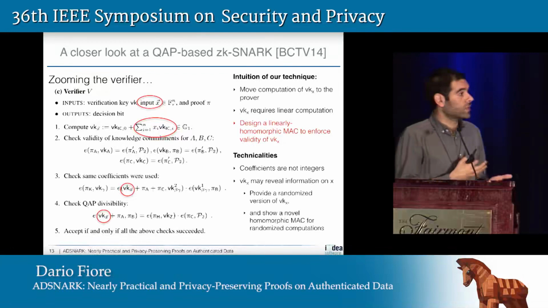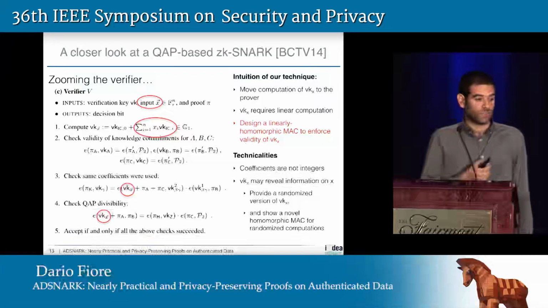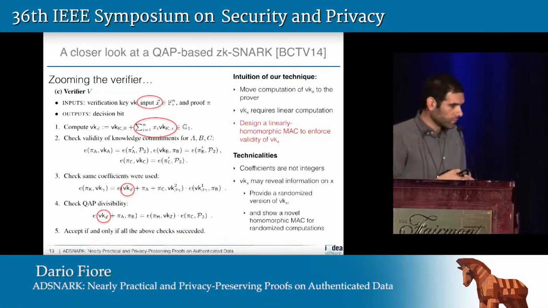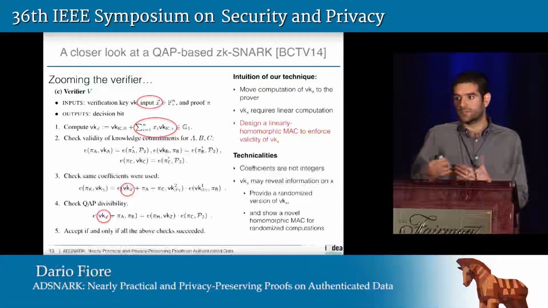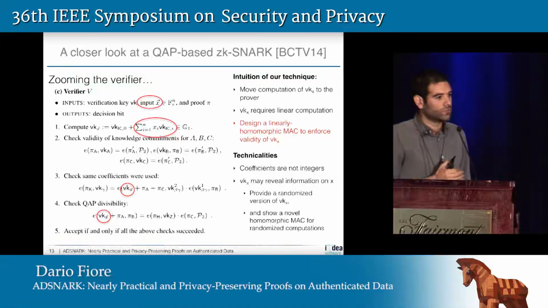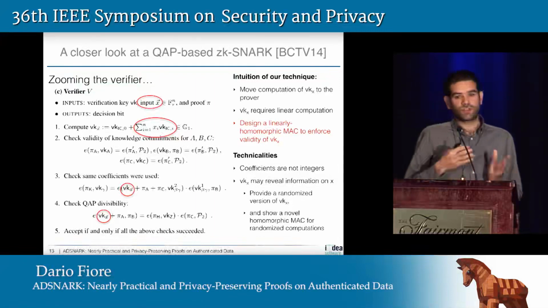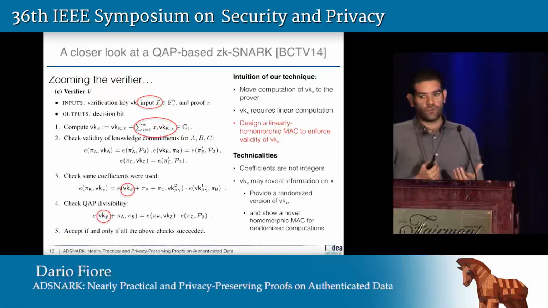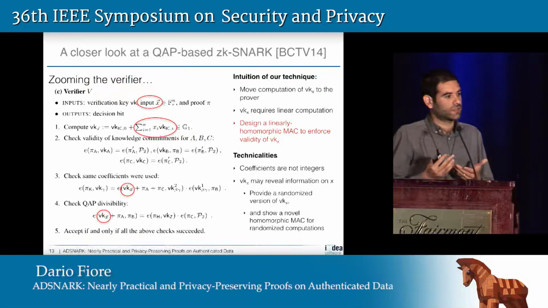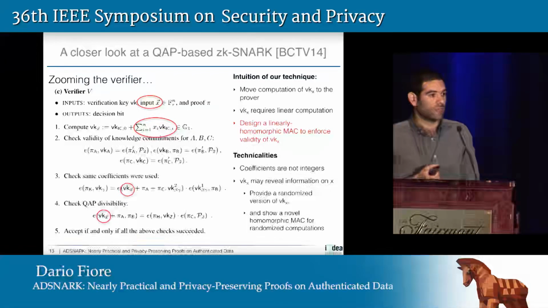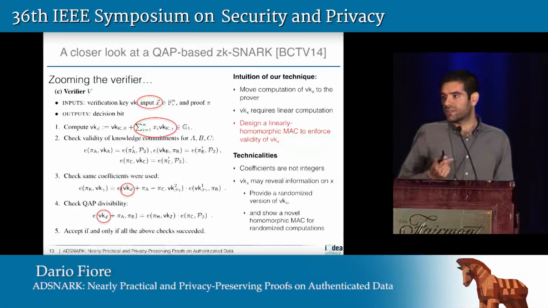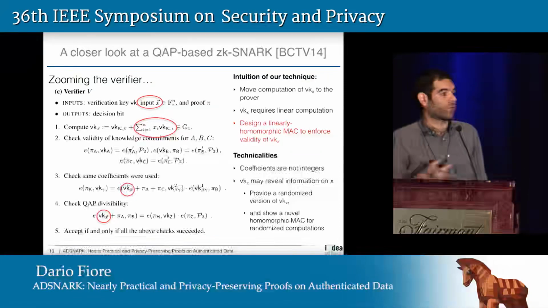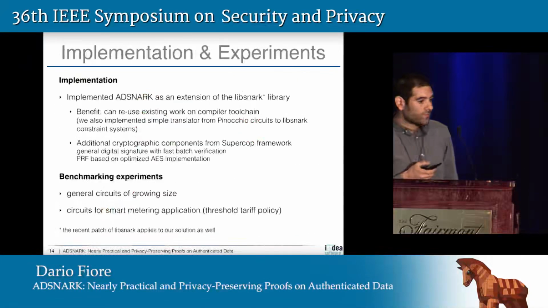There are some technicalities that we had to face to reach this solution. The first one is that the coefficients of this computation are not integers, but are group elements. And this is not something that was possible to do with previous homomorphic MACs. But the most critical and interesting issue that we had to solve was that if you give VKX by itself, this may reveal information about the input. So what we did is to provide a randomized version of it and to develop a technique that can deal with homomorphic MACs for randomized computations.